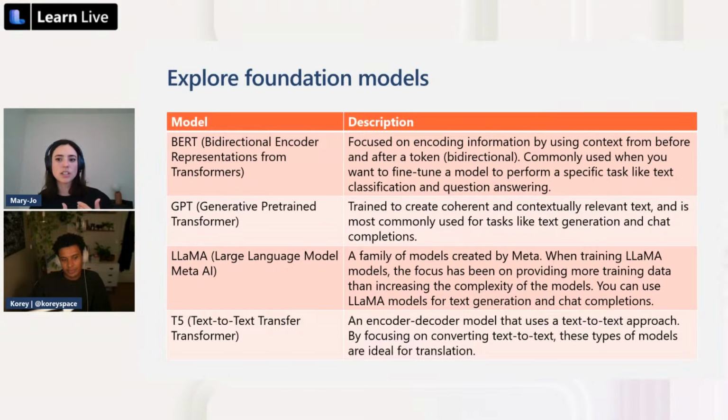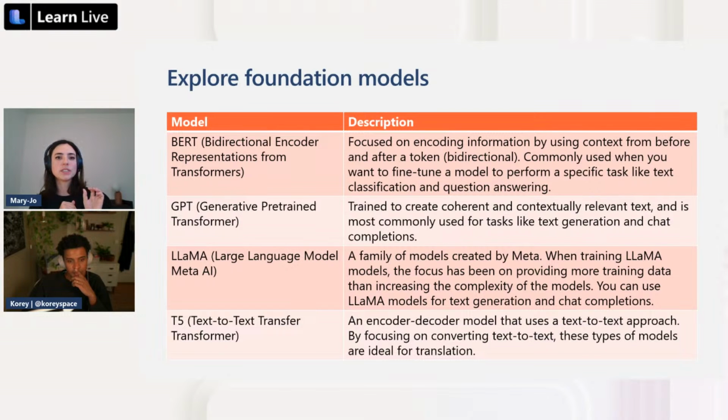underlying architecture. So BERT, which stands for bidirectional encoder representations from transformers, which is a mouthful, actually encodes from before and after a token. That's the bidirectional part. So it doesn't just look at what comes after, what comes before, but it does both. And that's why it can be good for text classification and question answering.